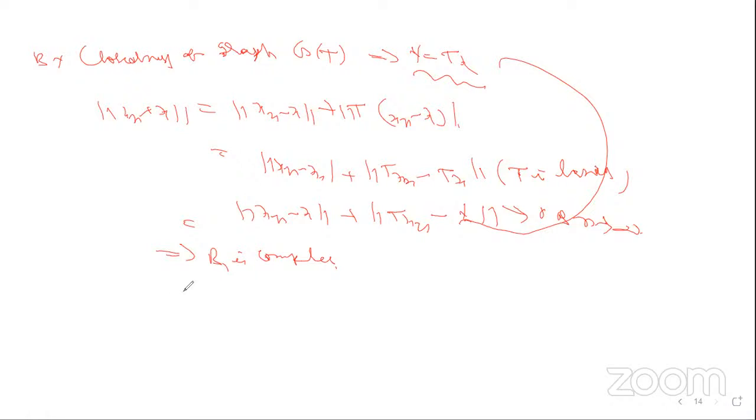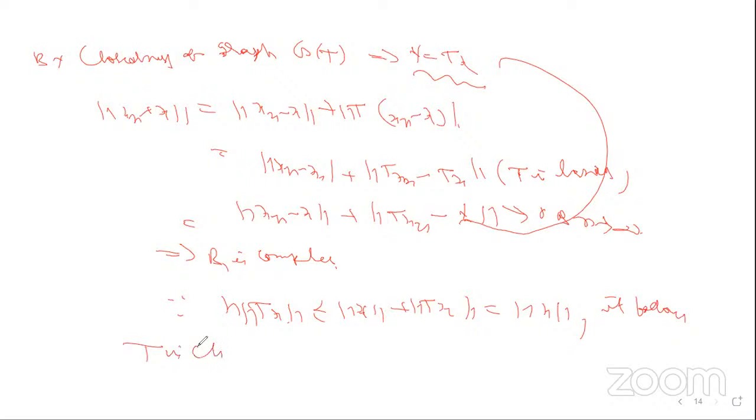So since norm of T of x is less than or equal to norm of x plus norm of T of x, which equals norm of x in B1, it follows that T is a continuous mapping from B1 into B dash. This completes the proof. Hence proved.